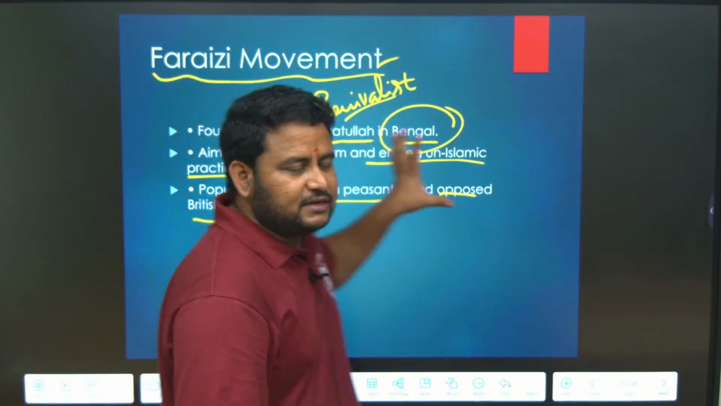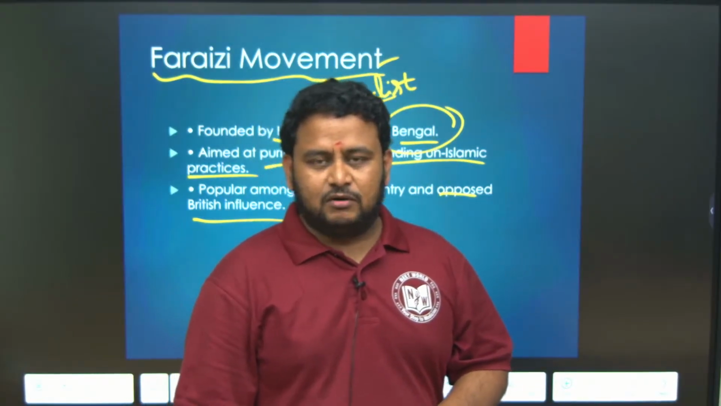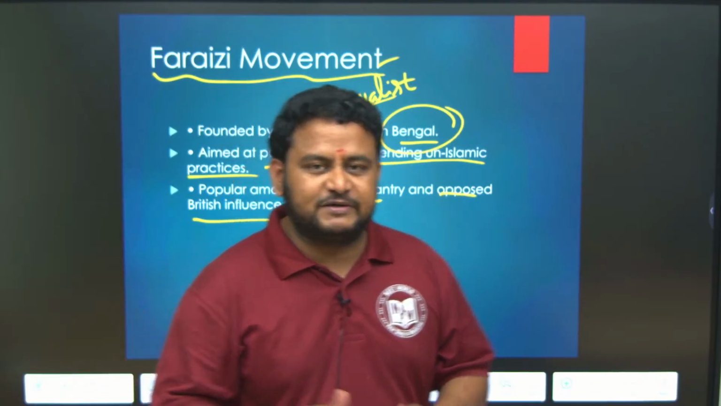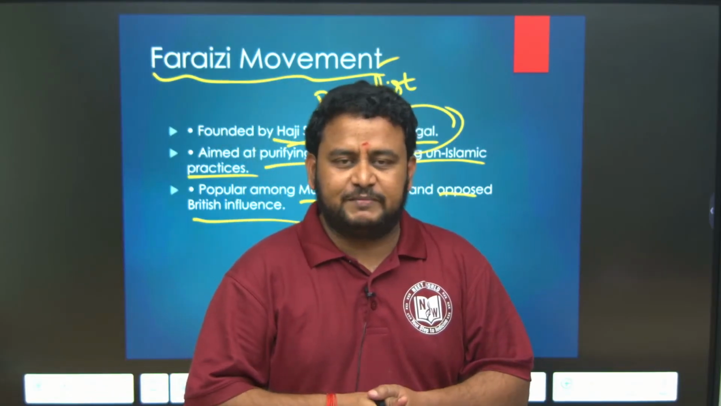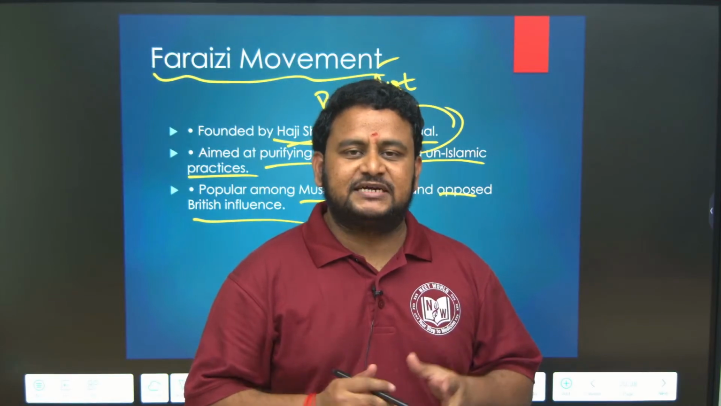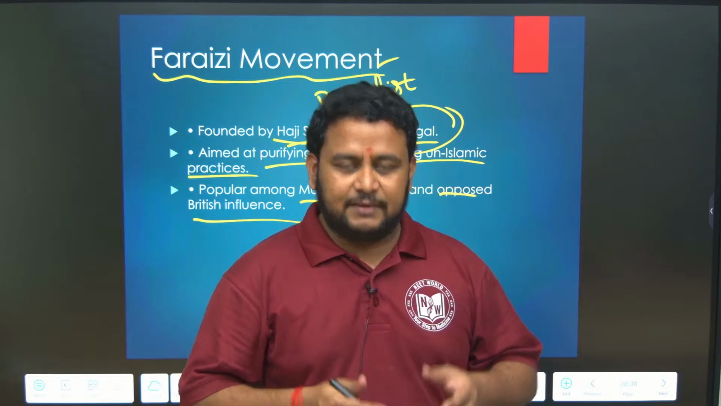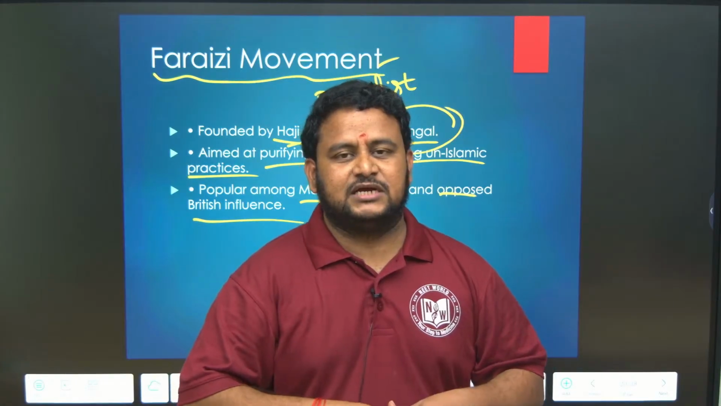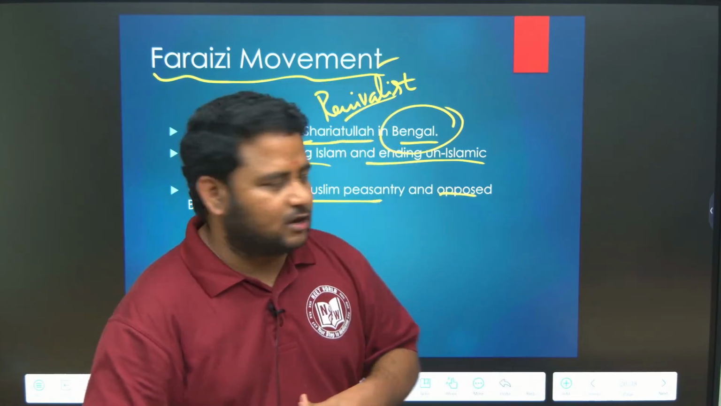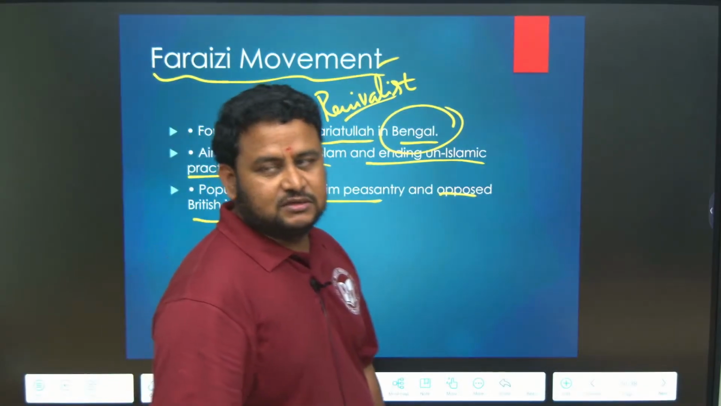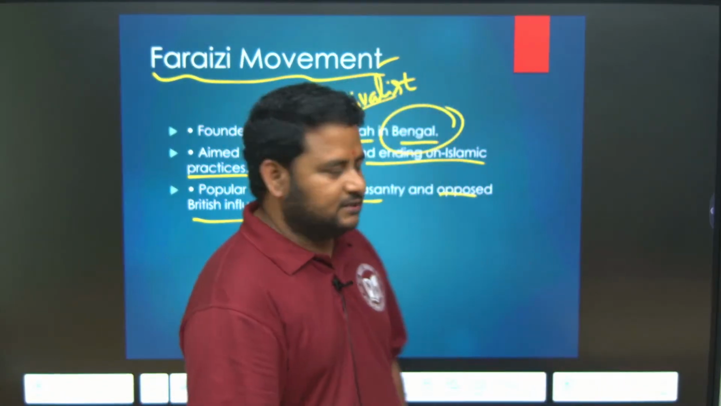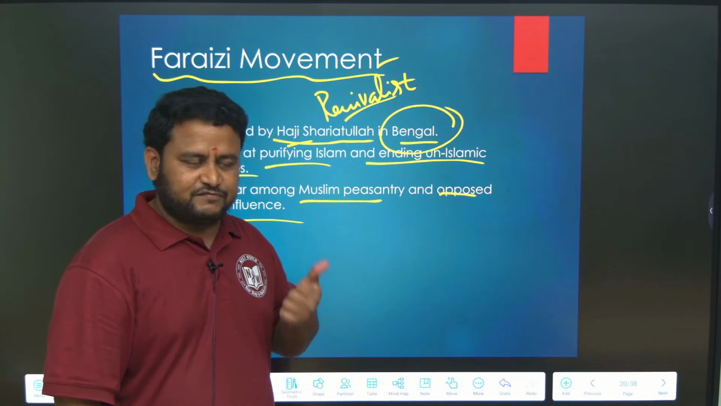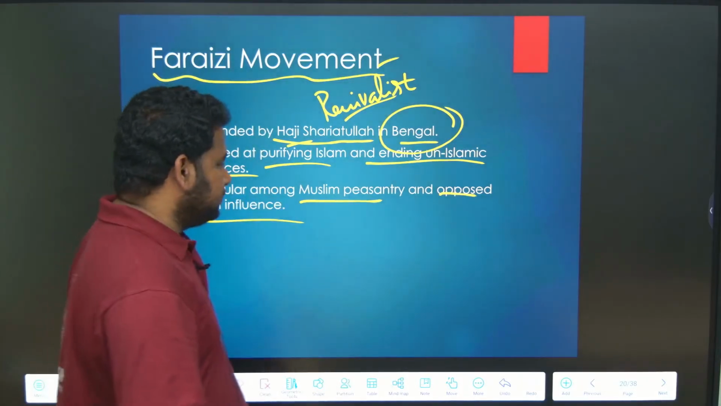This Faraizi movement was taking place in Bengal. It was founded by Haji Shariatullah. It was to purify Islam. It is a revivalist movement. It was famous among whom? It was not famous among the upper class. It was famous amongst the peasantry, that is the farmer class, in Bengal. And it opposed British influence. Got it? So that is what you have to remember about the Faraizi movement. Haji Shariatullah was the founder, and it took place in Bengal. Clear? Let us move to the next movement now.